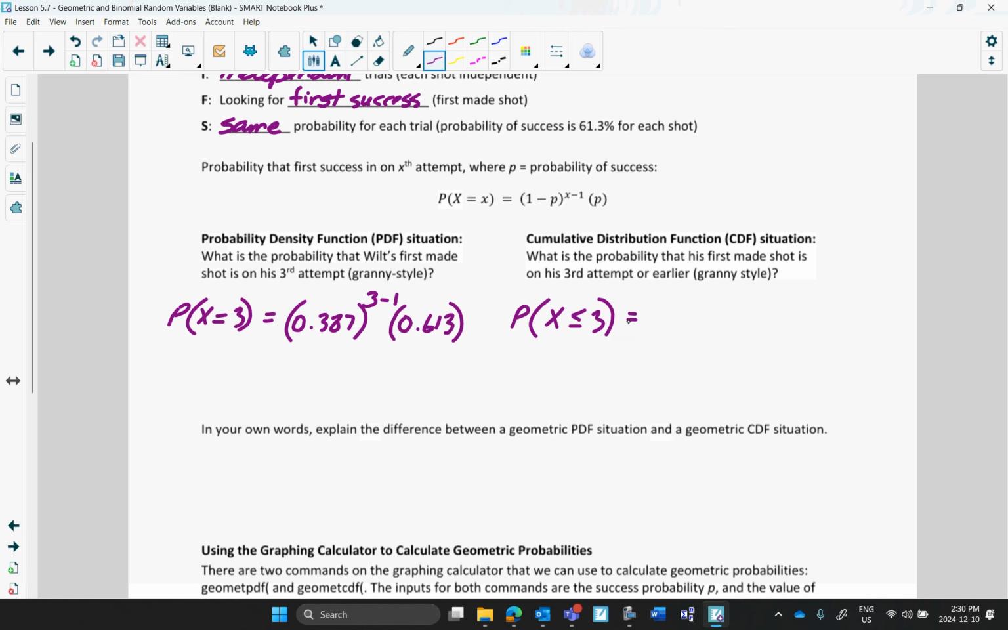So we have to ask, what's the probability when X is 1? Add that to the probability when he makes it on the second shot. Add that to the probability that he makes it on the third shot. That's a lot of calculations.